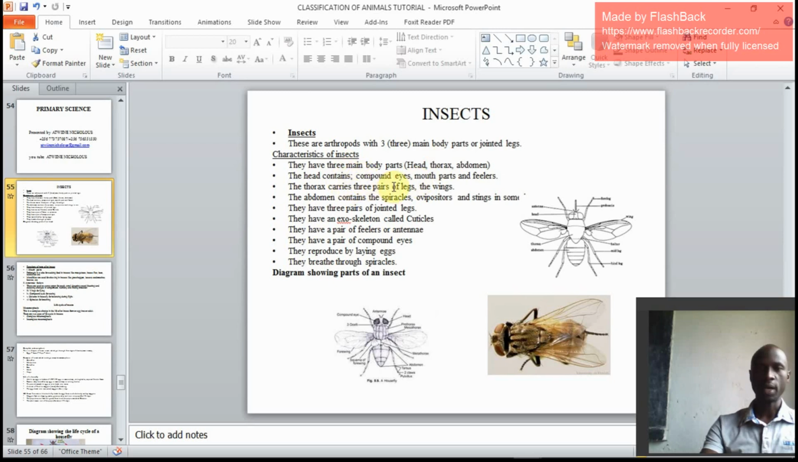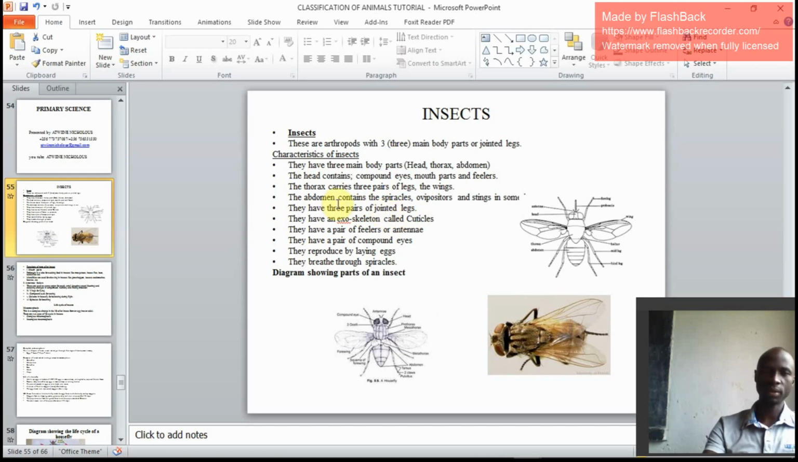The head contains compound eyes, mouth parts, and feelers. Those are parts of an insect. You can see this is a feeler, this is a feeler, and there is a mouth, there is a proboscis here. The thorax carries 3 pairs of legs and wings. The abdomen contains spiracles. Those are breathing structures. It also has ovipositors, which are meant to lay eggs, and stings in some insects. Then they have 3 pairs of jointed legs.